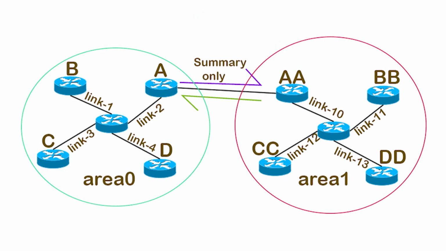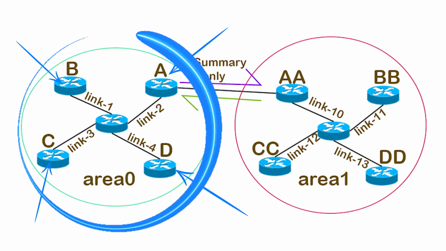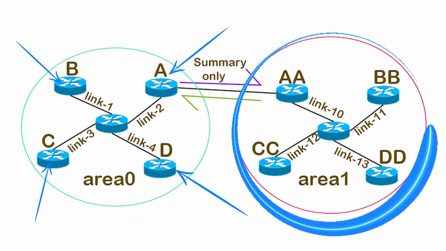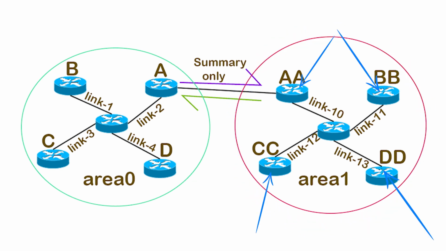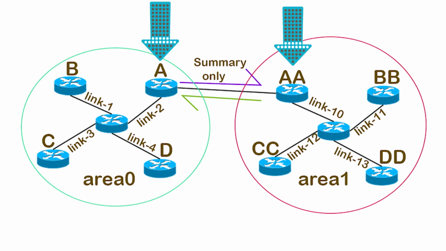For example, in this network, these routers only need to learn links 1, 2, 3, and 4. They do not need to know links 10, 11, 12, and 13. Similarly, these routers do not need to learn links 1, 2, 3, and 4. However, these routers need to maintain the summarized routes available in each other's area.